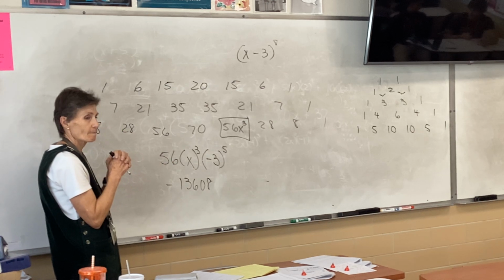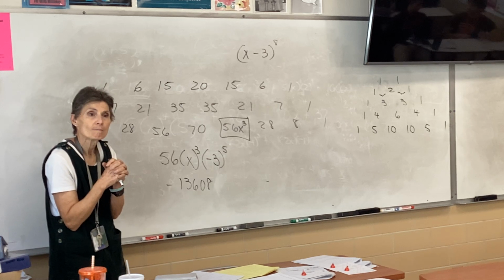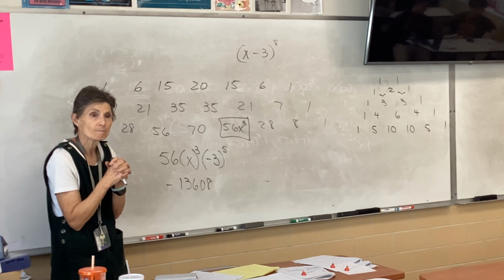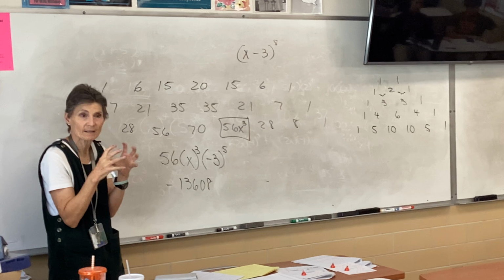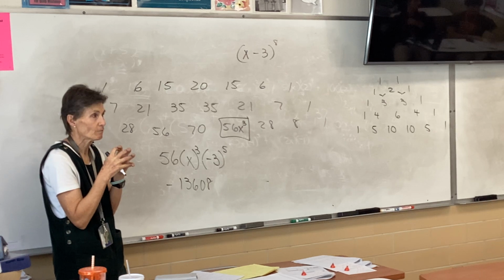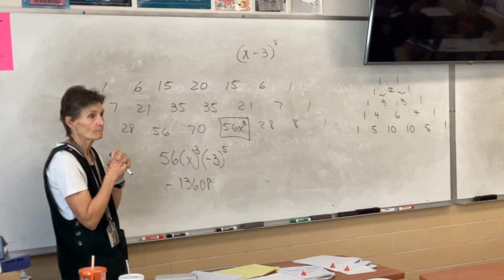Wait, are you not cubing the, like you do negative 3 to the 5th times 56, and then is that your answer? That's your coefficient. Coefficient's just the number, not the variable. It's the number in front of it. Okay?